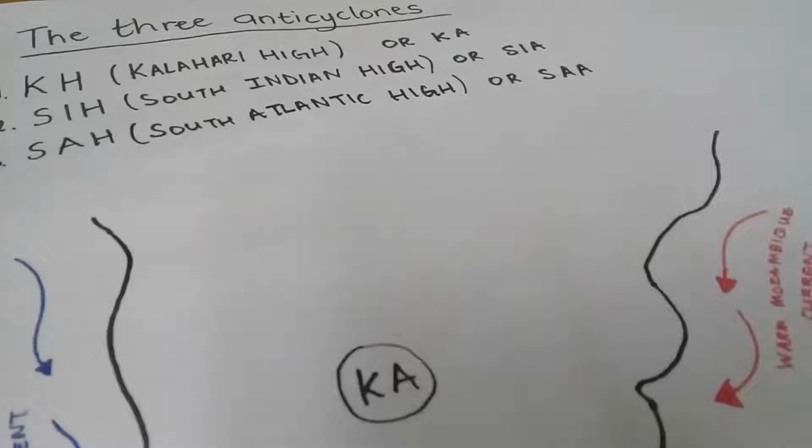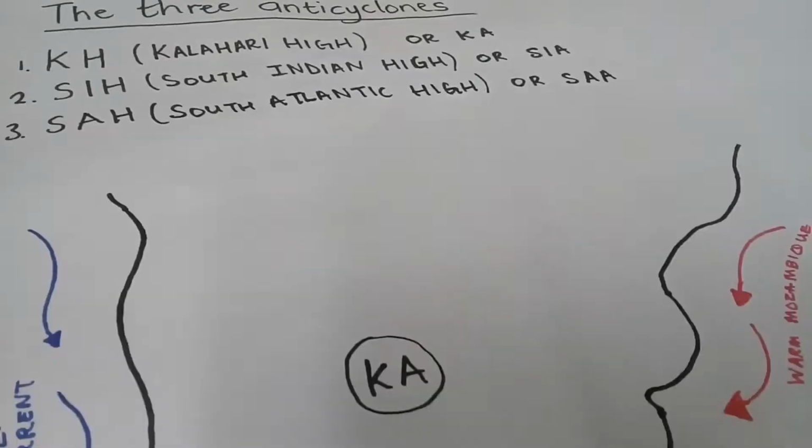Okay, we have three anticyclones. The very first one is Kalahari High. The second one is South Indian High. The third one is South Atlantic High. Let's start with Kalahari High. Kalahari is also known as the Kalahari Anticyclone. This is the anticyclone that is in the interior of South Africa, like in the land of South Africa. So it affects people living in South Africa more.